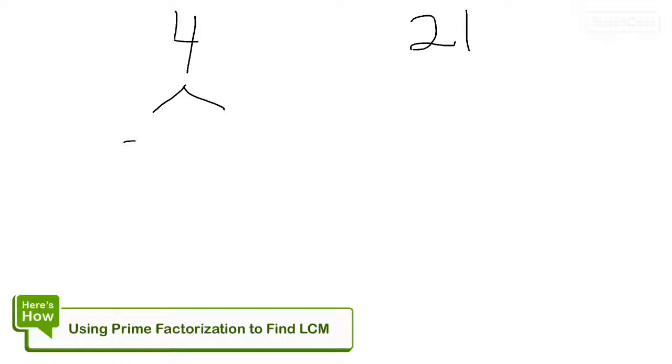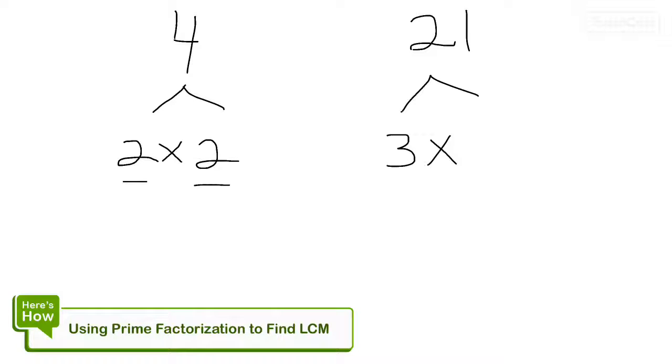So for example, the prime factorization of 4 is simply 2 times 2 because 2 is a prime number, and 2 times 2 is 4. So the prime factorization of 4 is 2 times 2. And then our prime factorization of 21 is 3 times 7. And that one's pretty simple too because both 3 and 7 are prime.